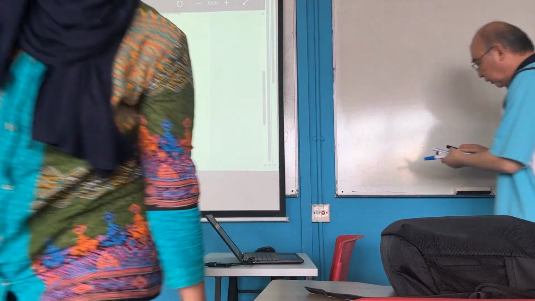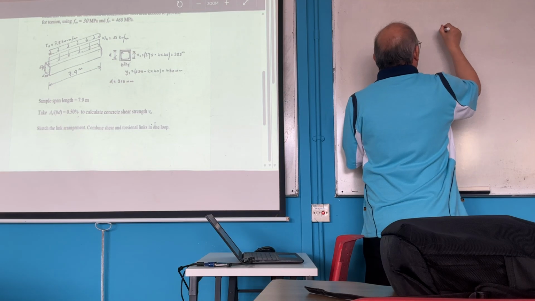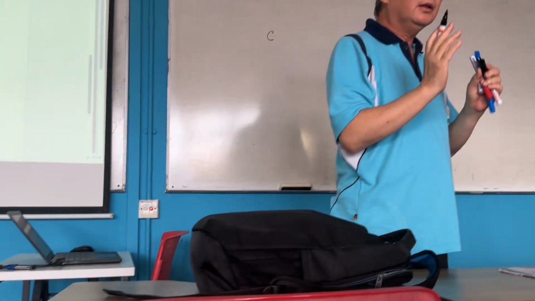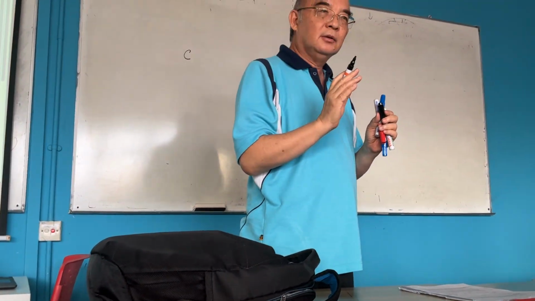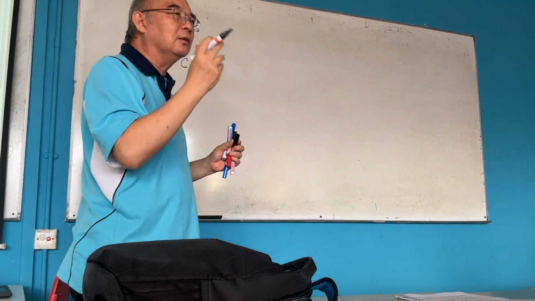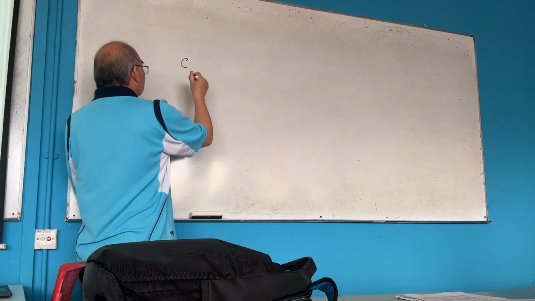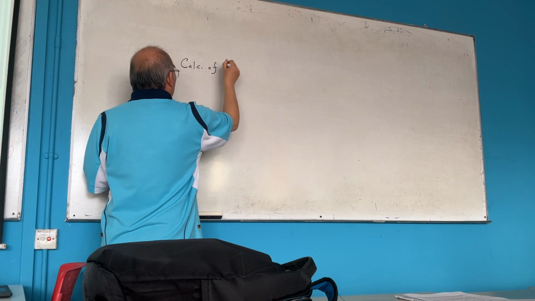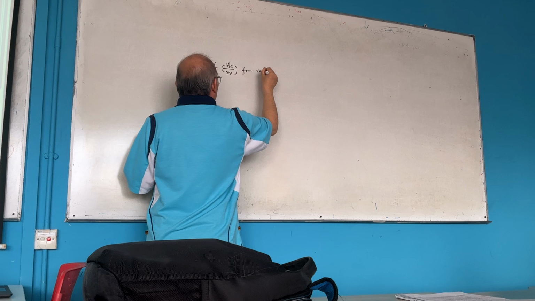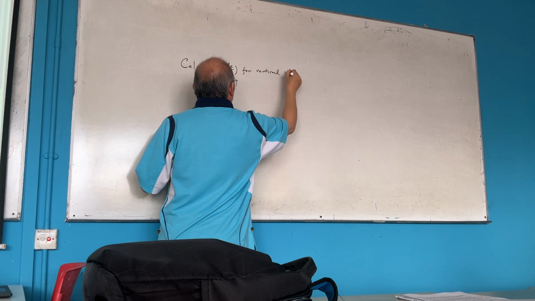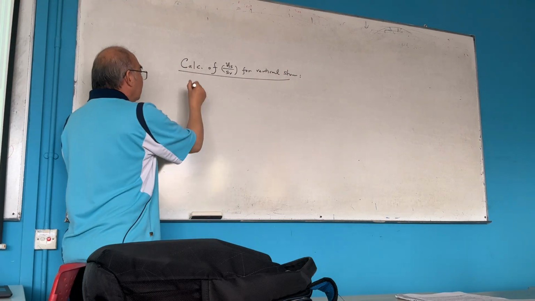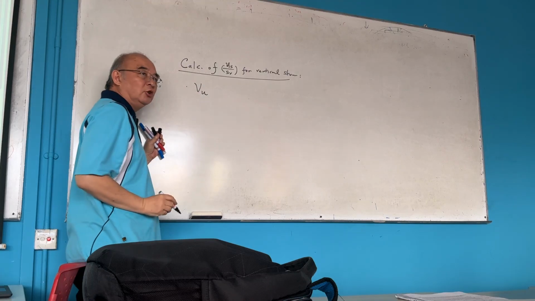Okay, here, this part, if you can understand, good. If not, just don't think too much, because if you have too much in your mind, sometimes it's counterproductive. So here I do the calculation of ASV over SV for vertical shear. First, we start from the design shear, VU.